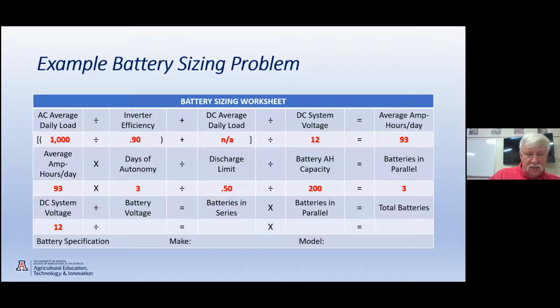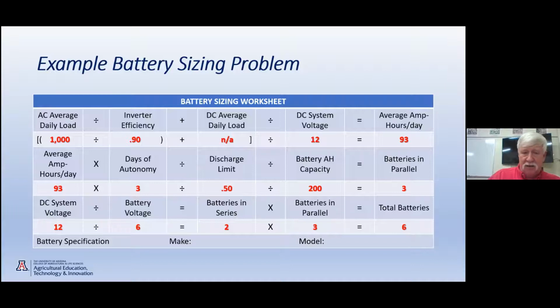My 12 volt system divided by the battery voltage, which is 6, tells me how many batteries I have in series. If I have 2 batteries in series, put together, that gives me my 12 volts, which is what the DC system voltage is looking at. Then I multiply that by the number of batteries in parallel, so I'll need to buy 6 total batteries. This is step 2 that we've walked you through on this particular setup.